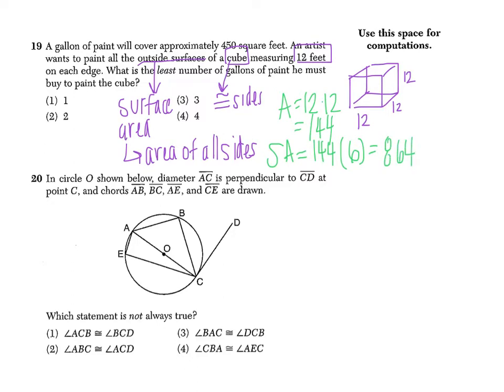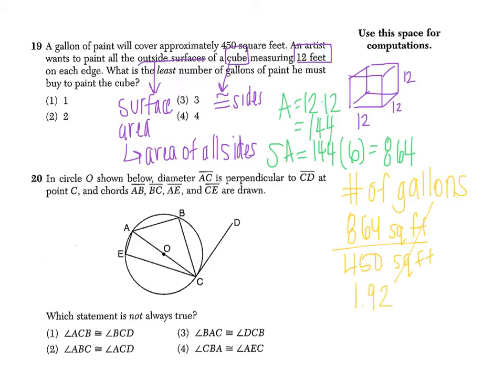But now I want to paint, or this person wants to paint, an artist wants to paint, and each gallon of paint covers 450 square feet. So in order to find the number of gallons, I have to do some division here. I have 864 square feet, and I know that each paint can will cover 450 square feet. So here my units cancel, and 864 divided by 450 leaves me with an answer of 1.92 when typed into the calculator.